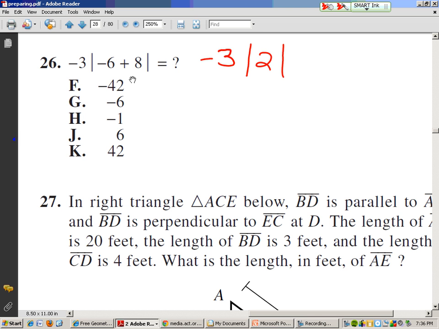And remember, absolute value does not switch signs. It just eliminates them. Okay? It doesn't care what the direction of it is, whether it's directed positive or negative. It just wants to know what the value is. Okay? So negative 3 times positive 2, and then that's going to be equal to negative 6.